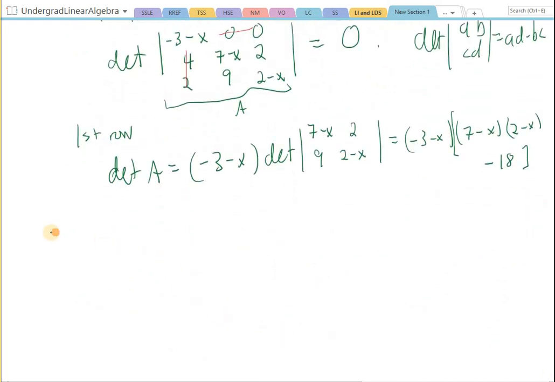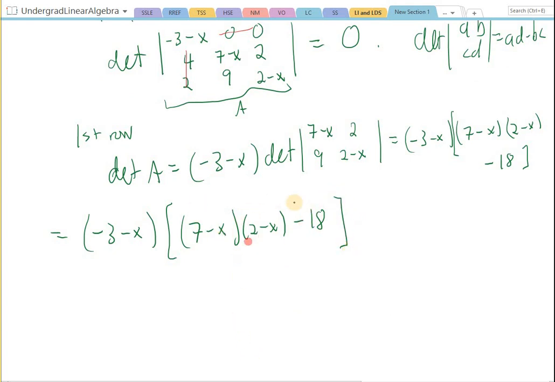All right. So let me write out again here. Minus 3 minus x times 7 minus x, 2 minus x, minus 18. Okay. And so now I have to do this one out. Now the best way to do this is look for powers. By powers here, I'm going to have some terms with x squared, some terms with x, and some terms with a constant. So the terms with x squared is going to be minus x times minus x, which gives me x squared.